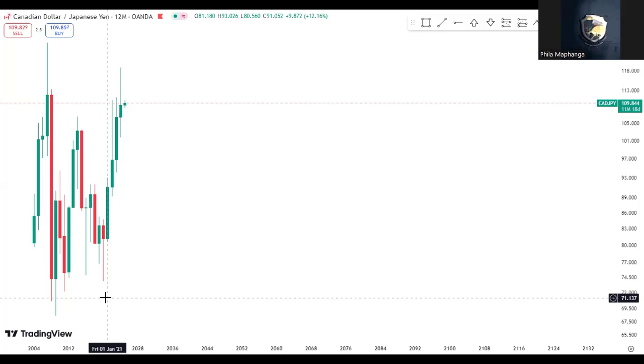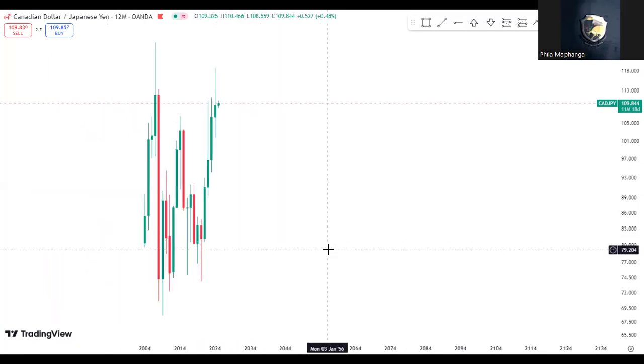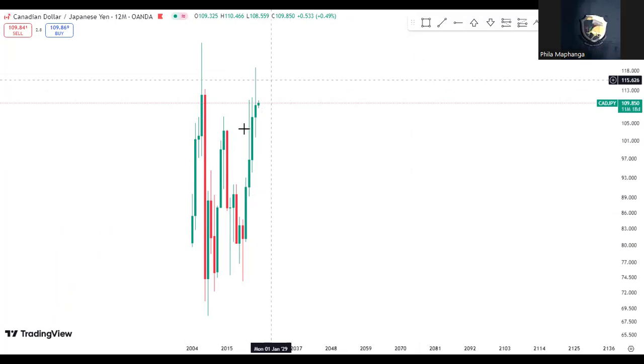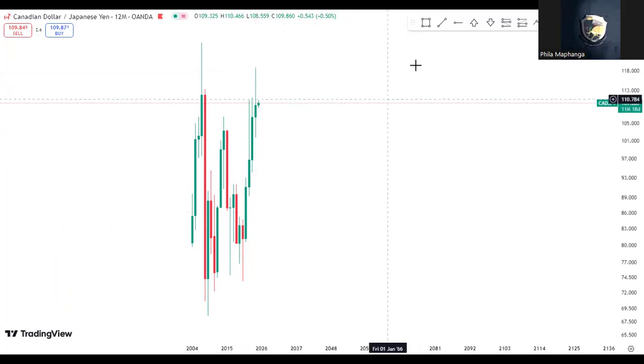What do we see from this time frame? Remember, if it is 12 months, you're going to see one candlestick per 12 months. So the candlestick that we have right now is for 2025. What do we get on 2025? I see the market continuing with the trend. That's what I see here. So whatever you do, you will be looking for buying opportunities.